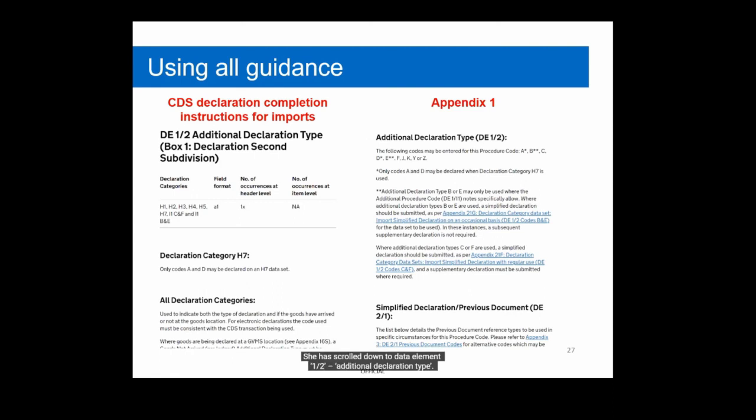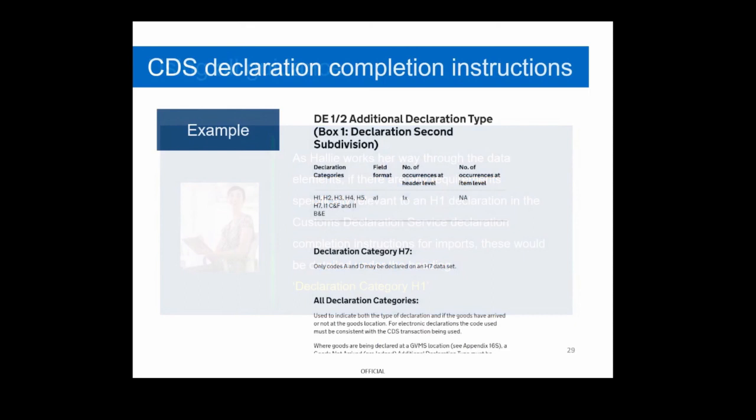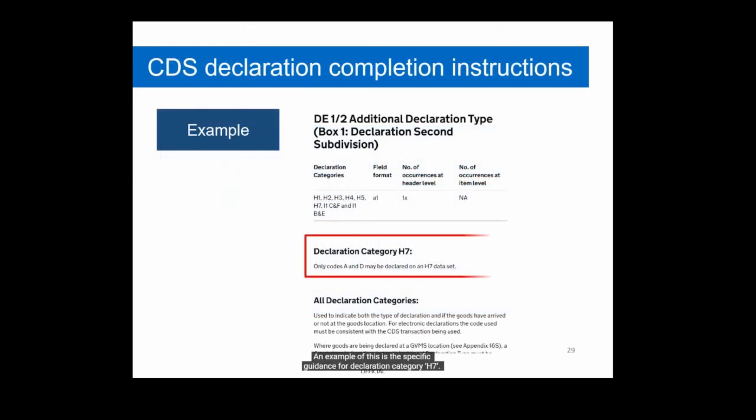She has scrolled down to data element 1.2, additional declaration type. Hallie has also identified data element 1.2 in Appendix 1. As Hallie works her way through the data elements, if there are any requirements specifically relevant to an H1 declaration in the CDS declaration completion instructions for imports, these would be detailed under a declaration category H1 heading. An example of this is the specific guidance for declaration category H7.